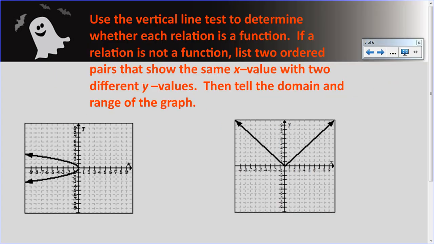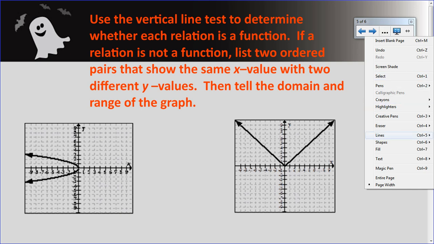So let's do a couple of examples. We're going to use the vertical line test to determine if either of these is a function. If it is not, we're going to list two ordered pairs that show the same x value with two different y values. Then we're going to write the domain and range just because we want practice on domain and range.